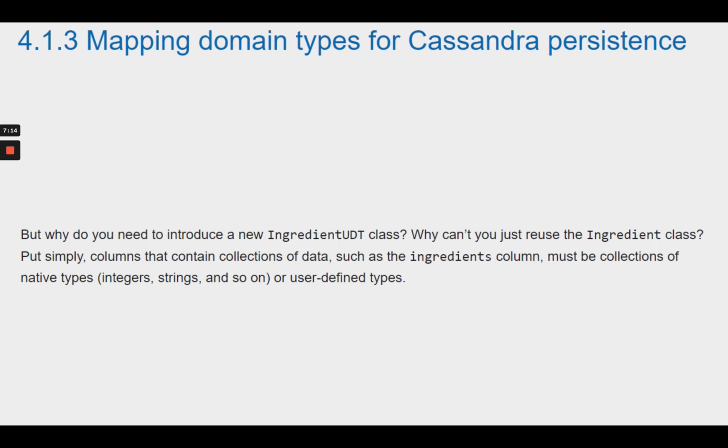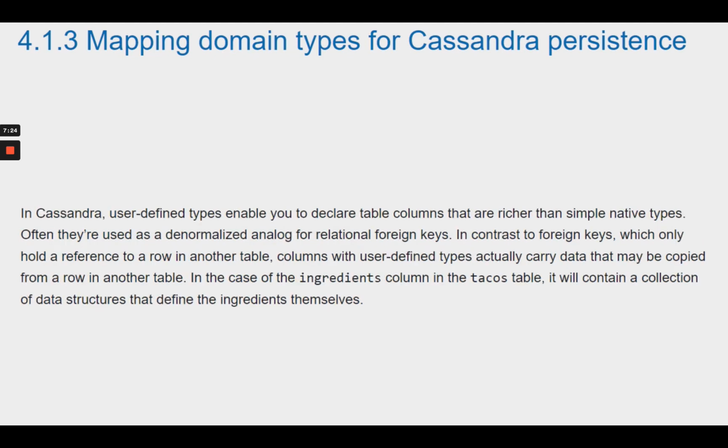Put simply, columns that contain collections of data, such as the ingredients column, must be collections of native types, integers, strings, and so on, or user-defined types. In Cassandra, user-defined types enable you to declare table columns that are richer than simple native types. Often they're used as a denormalized analog for relational foreign keys. In contrast to foreign keys, which only hold a reference to a row in another table, columns with user-defined types actually carry data that may be copied from a row in another table.